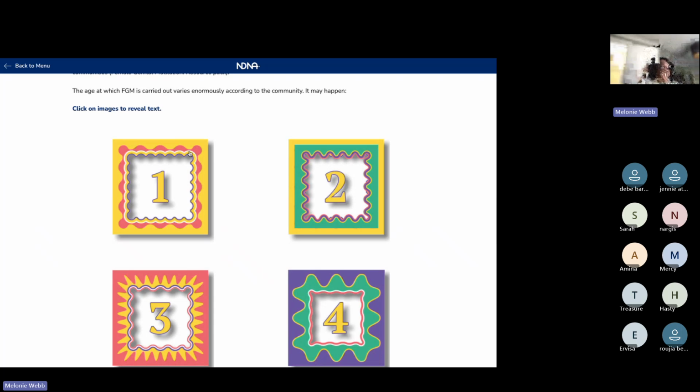Don't you just love how they put these really cute, pretty squares to talk about FGM?